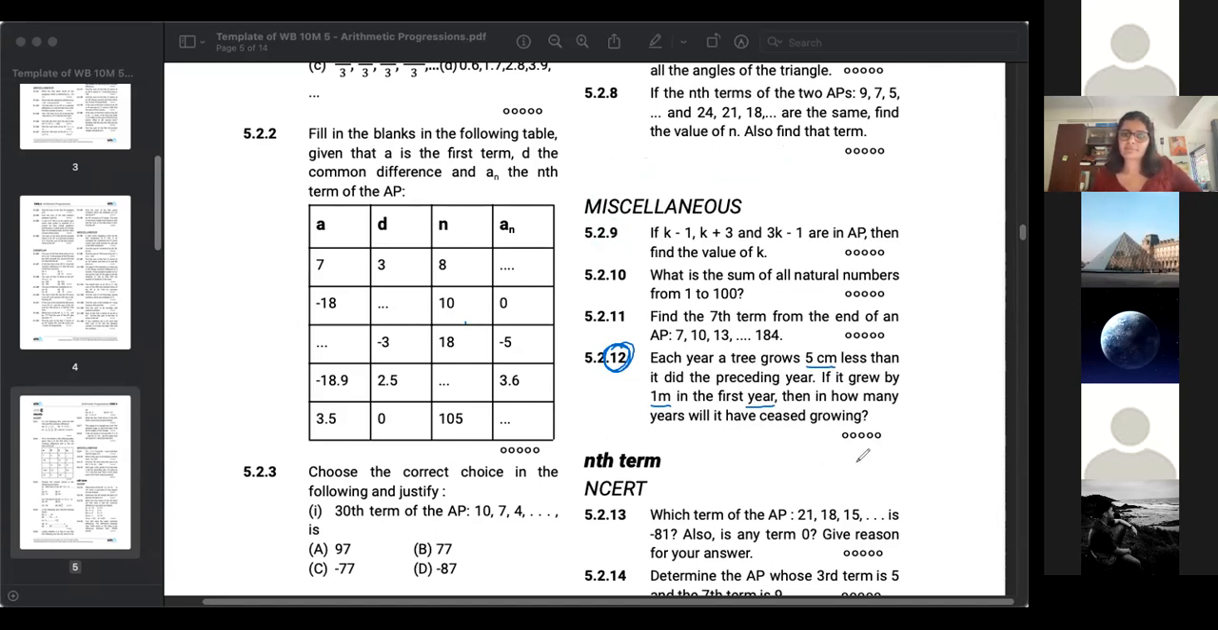So what do you mean by ceased growing? Ceased means stopped. So after how many years will it stop growing? That's what this question is asking. You must have heard in social studies about a ceasefire. Ceasefire is basically stop firing, so it's the end of the war. Ceasefire means, so cease means stop.